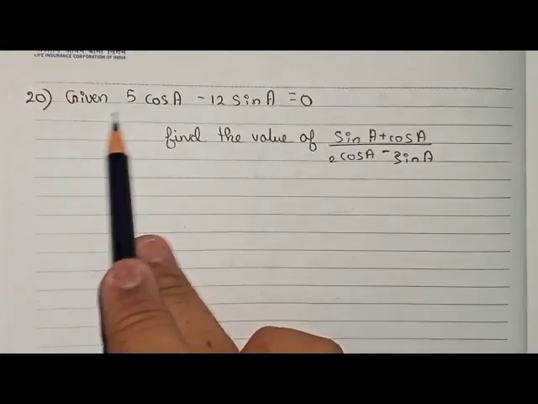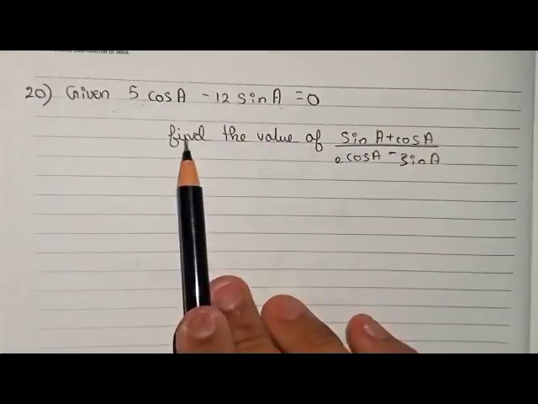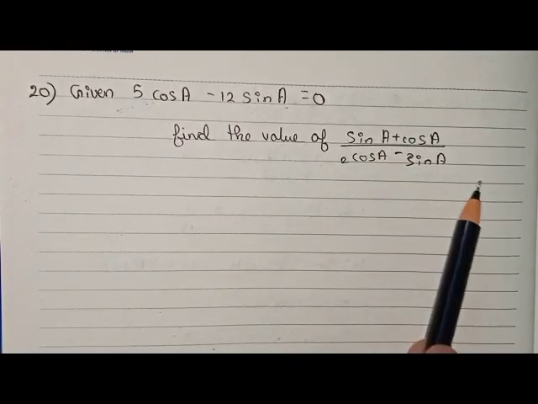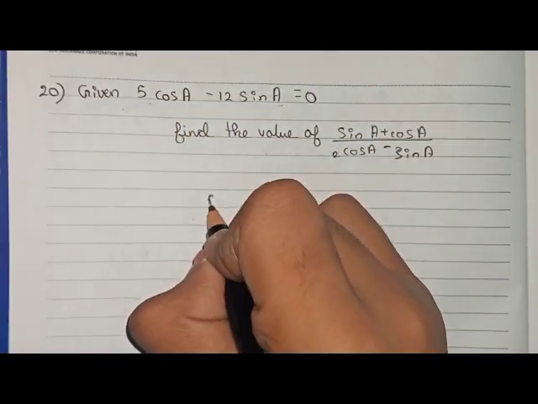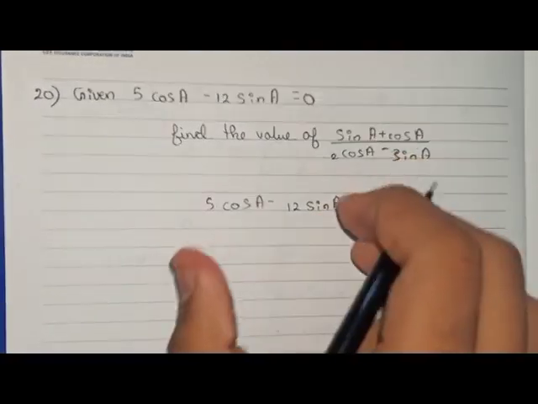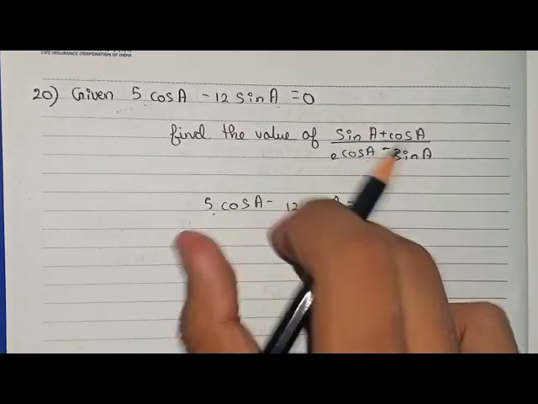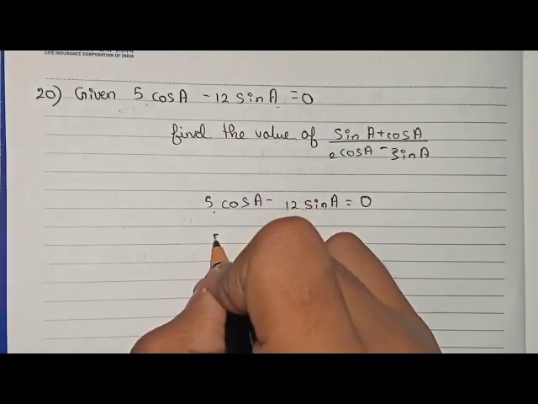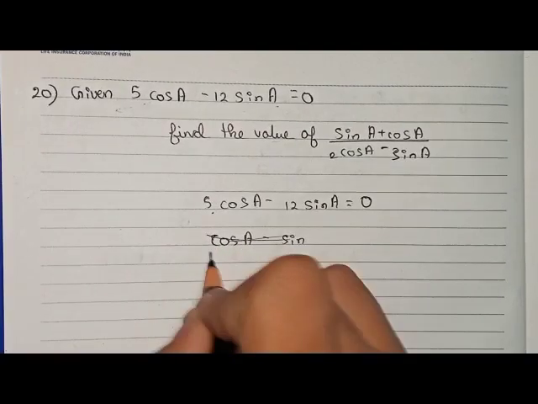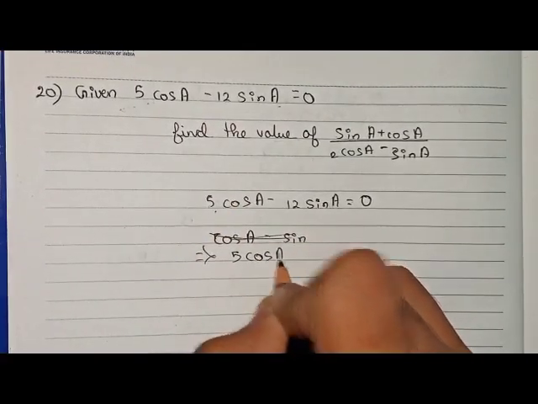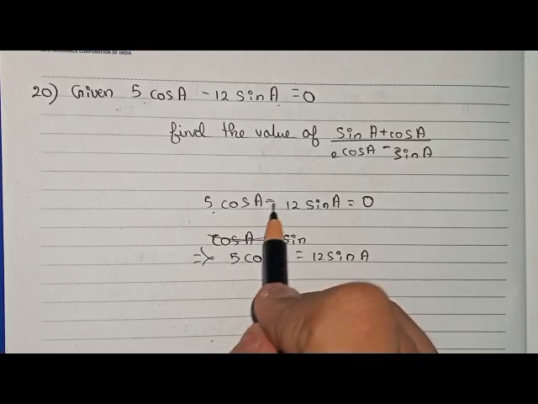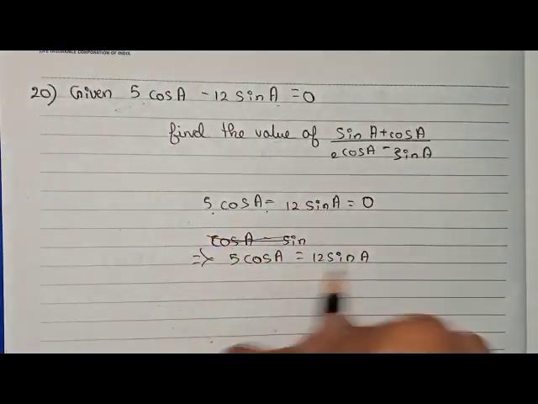Question number 20. Given 5 cos A minus 12 sin A is equal to 0. Find the value of (sin A plus cos A) by (2 cos A minus sin A). It is given 5 cos A minus 12 sin A is equal to 0. Now we proceed like we did in the previous question. First we do it like this only: 5 cos A is equal to 12 sin A. As it is minus on this side, it will go for addition to the other side.